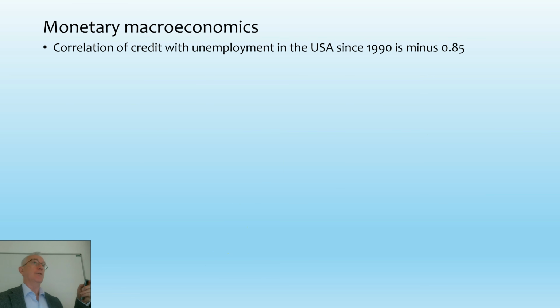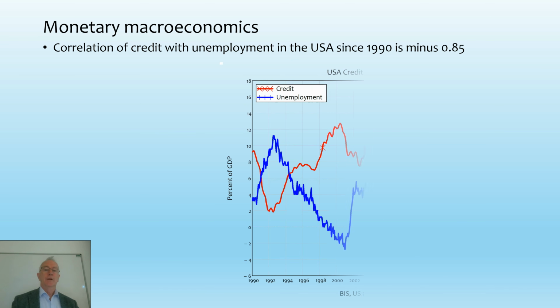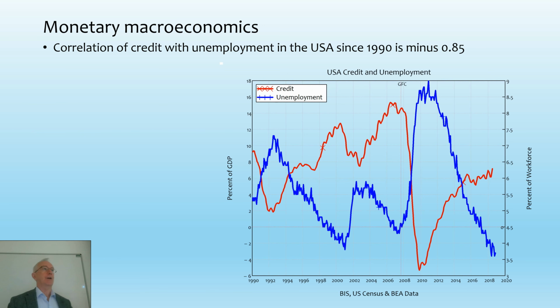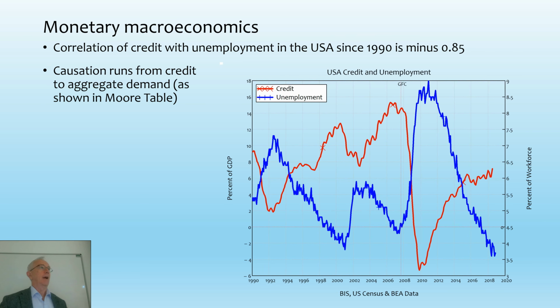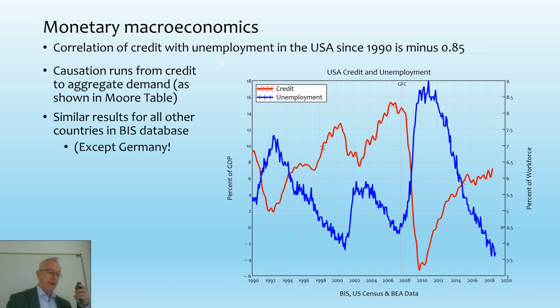And now look at the impact credit has on unemployment. According to neoclassical theory, credit has no impact. The red line is credit, which is the annual change in private debt as a percentage of GDP. The blue line is the unemployment rate. When credit goes up, unemployment goes down and vice versa. It's massively negative. And I'll show you the causation goes from credit to unemployment to macroeconomics and the other data.